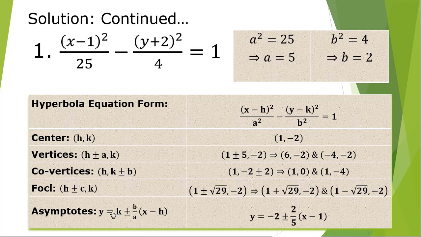For the asymptotes, we have y equals k plus or minus b over a times the quantity (x minus h). So we have here for k, that's -2, then plus or minus b is 2, then a is 5, so 2/5. Then quantity (x minus our h), which is 1. So this concludes the solution for number 1.